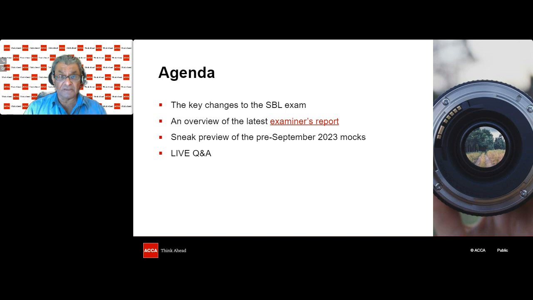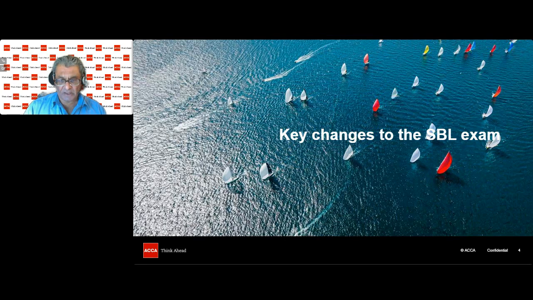We'll have a quick look at a previous examiner's report, in fact the latest examiner's report, and I'll run through some of those issues, and we'll see that the issues the examiner raises in this report are very similar to previous ones. And then we'll have a look at the pre-September 2023 mock, which incidentally I will be doing a review of on Monday, on the 14th. But I'll come back to that later on. And then at the end, as I've already said, we'll do a live Q&A. Okay, so that's the plan. So let's get down to it.